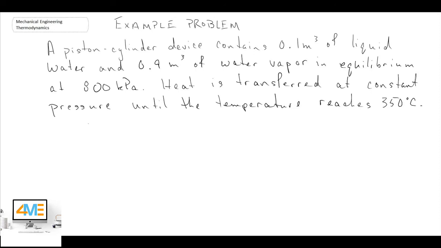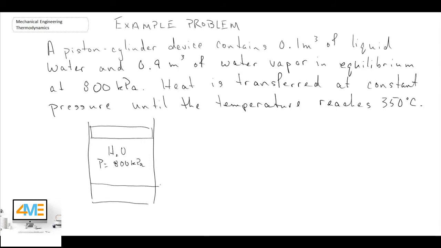And so a schematic of what we're looking at, it's a piston cylinder device whereby the piston is free to move up or down depending upon the pressure within the system. And we have water, and it's both in the vapor and in the liquid state. Pressure is 800 kPa. Some of it is in the liquid state, and the rest of it is as a vapor.